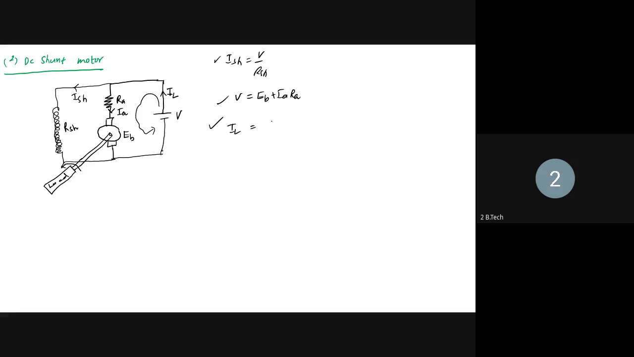The line current IL is equivalent to IA plus ISH. The entering current is nothing but the leaving currents. IL is the entering current, IA and ISH are the leaving currents. So IL is equivalent to IA plus ISH. Therefore, IA is equivalent to IL minus ISH. That is the armature current calculation. So calculate this armature current and substitute here. Therefore, we can get the terminal voltage from back EMF. From this one, we can calculate the back EMF as well. EB is equivalent to V minus IA RA.